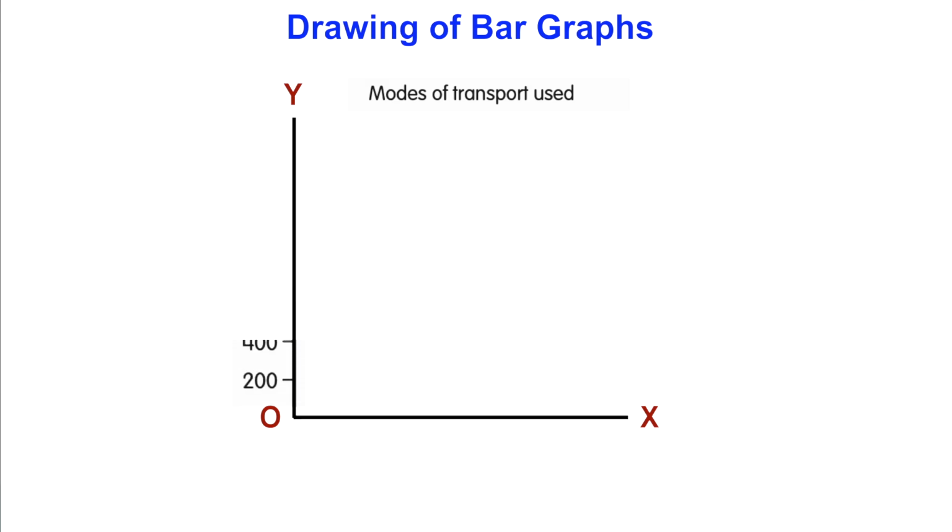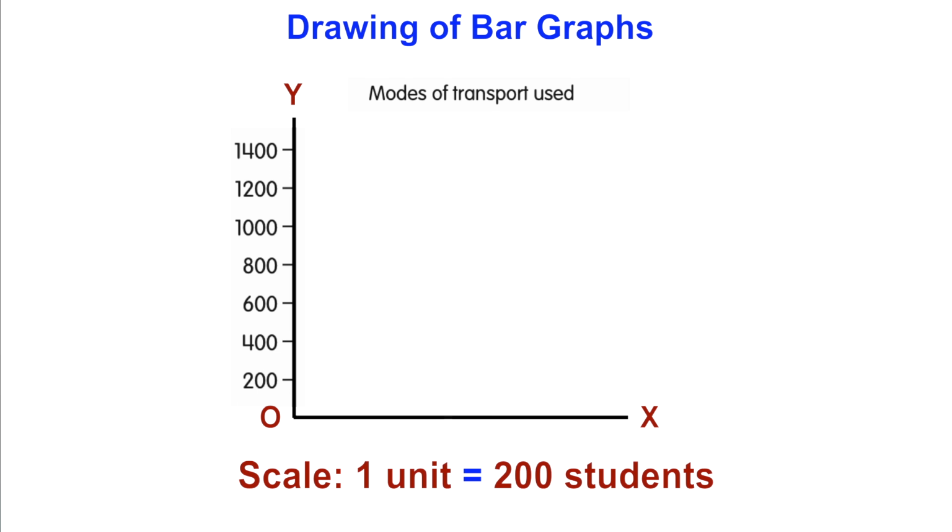Step 2. Choose a suitable scale. Here, we will choose the scale 1 unit equals 200 students, as most of the numbers are multiples of 200. 1 unit on the vertical scale represents the number 200. Scale: 1 unit equals 200 students.